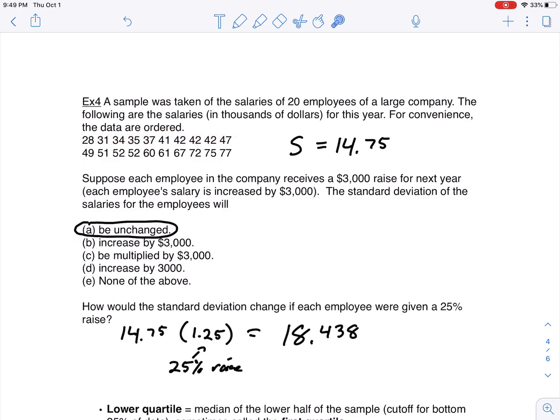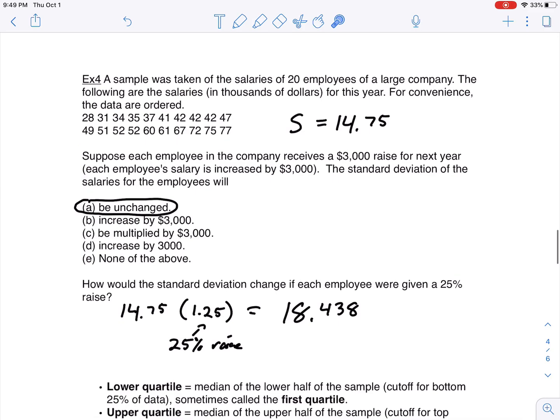Suppose the company's employees receive a $3,000 raise for next year. So everyone across the board gets a $3,000 raise. The standard deviation of the employees will not change. It would be unchanged, because if you add it to everything, the difference will not change. The difference from the mean would not change, because the mean would jump up and everything would jump up.